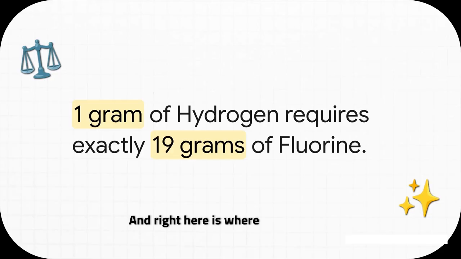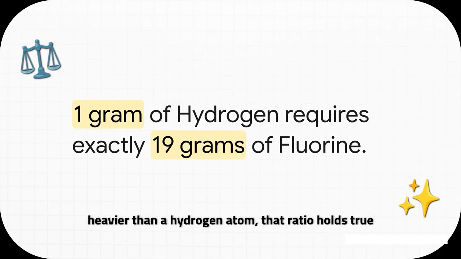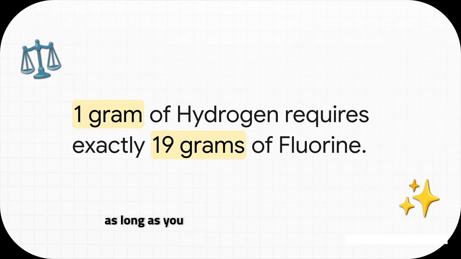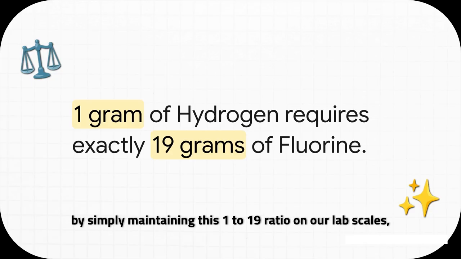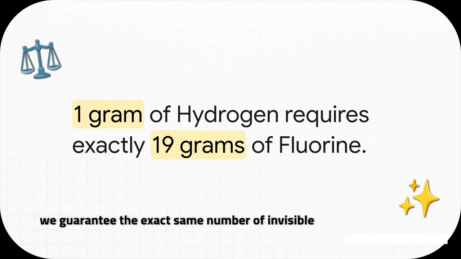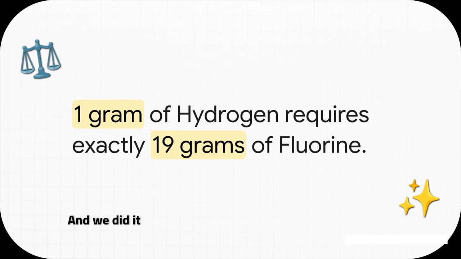And right here is where the absolute genius of early chemists comes into play. Think about it. If a single fluorine atom is 19 times heavier than a hydrogen atom, that ratio holds true no matter how many atoms you have, as long as you have an equal number of both. So, if we take 1 gram of hydrogen, we just multiply it by that magic ratio. We're going to need exactly 19 grams of fluorine. By simply maintaining this 1-to-19 ratio on our lab scales, we guarantee the exact same number of invisible atoms in each pile. And we did it all without ever having to count a single one.